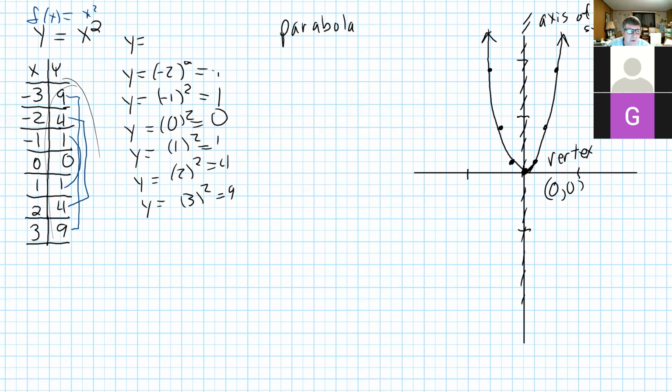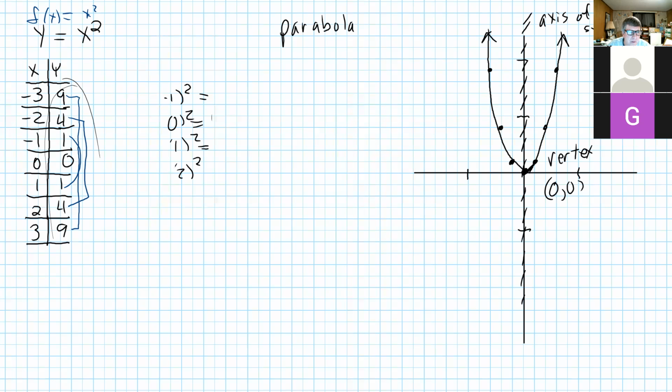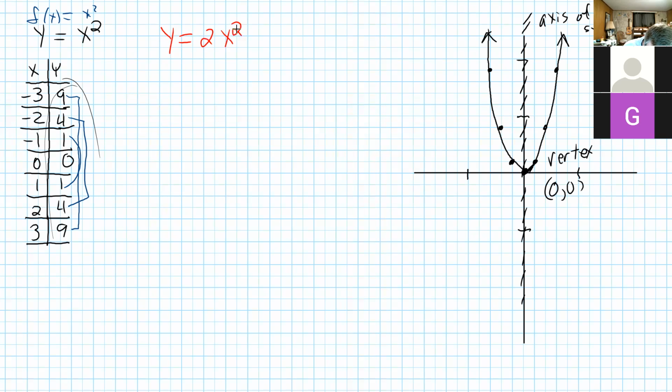So now let's see here. I'm going to erase all of this, and I'm going to change it to red. And we're going to graph y equals 2x squared.